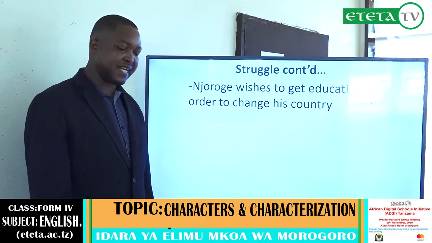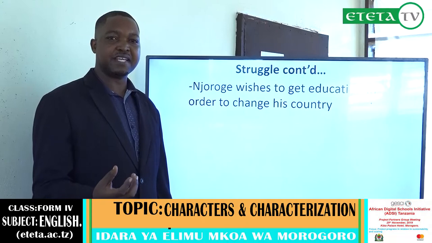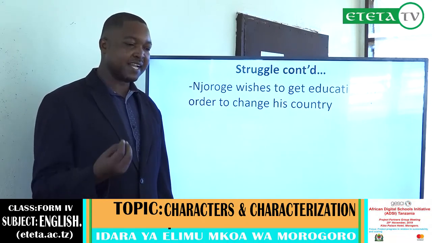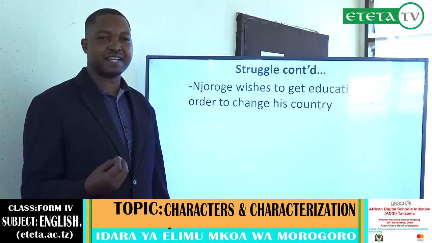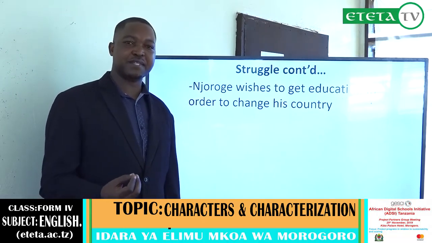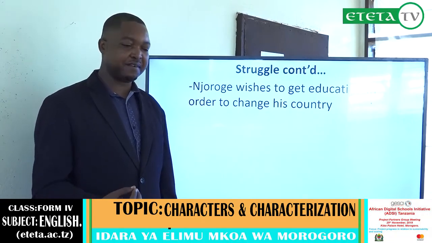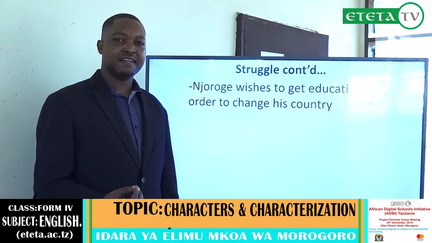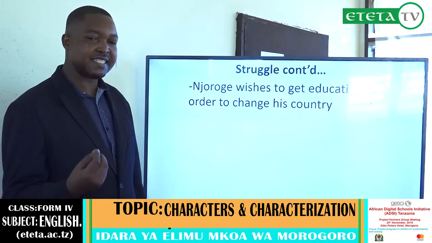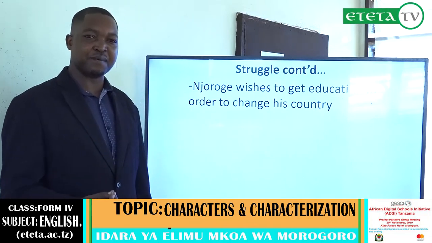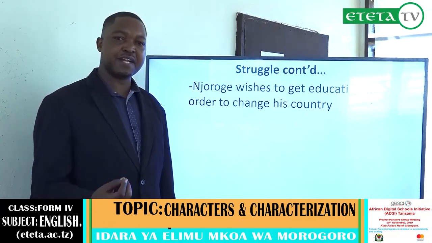Njoroge wishes to get education in order to change his country. Changes can be possible if people are educated. So there is a need for people to embrace education. If you want to bring change in the society, educate your people. That is very important, because we know the English saying which goes, education is the key. If you don't have education, really you cannot bring changes. And therefore, people in Kenya knew for sure that without educating their children, it would not be possible for them to bring the required changes. And that's why Njoroge was sent to school.